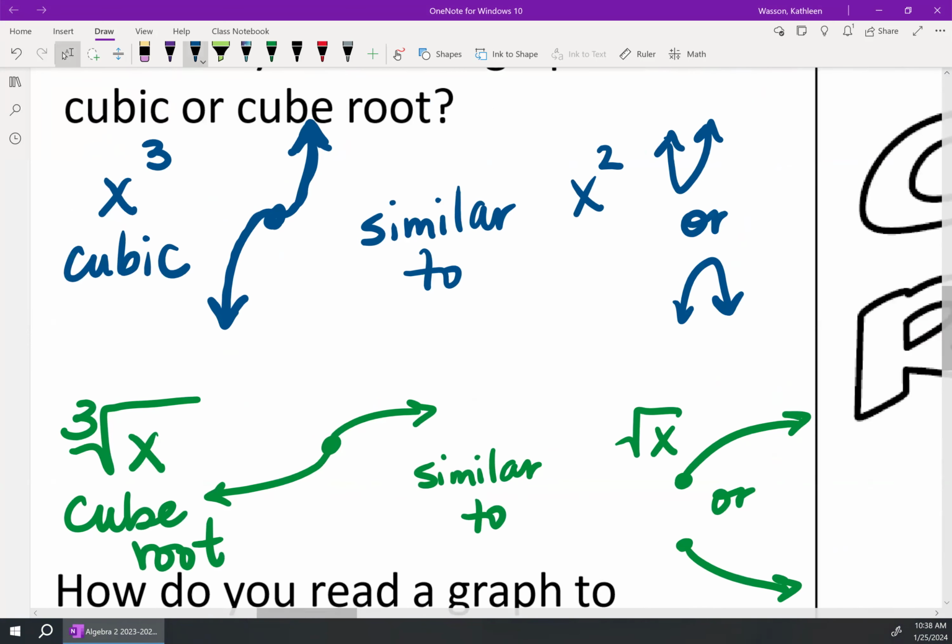So cube root opens to the left until the inflection point, and then after the inflection point opens to the right. This is for the original graph. And so this is a sideways graph similar to square root, which was also wider than it was tall.